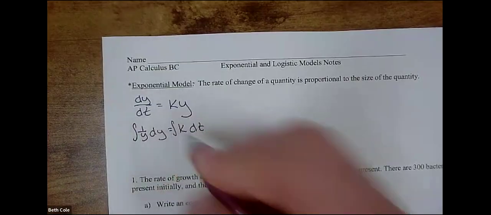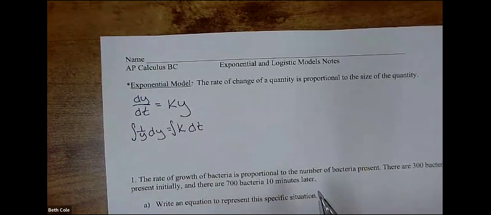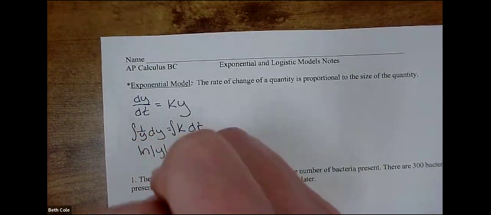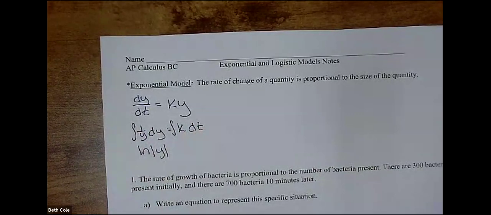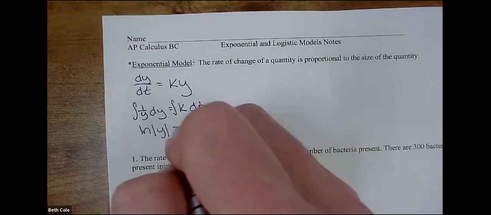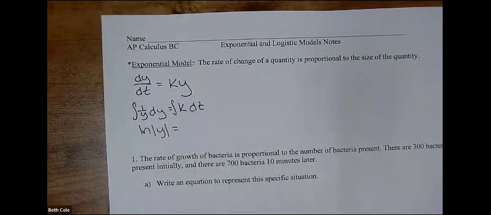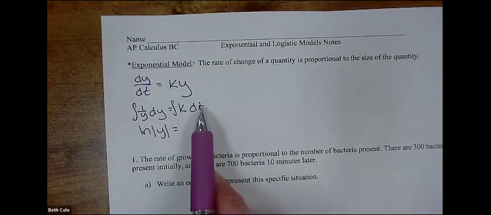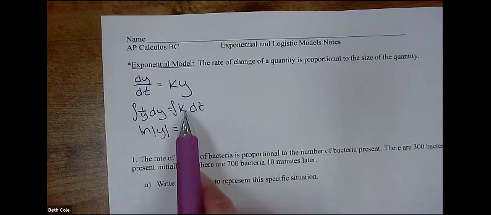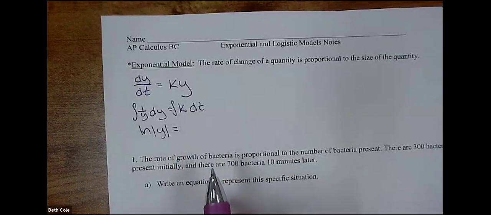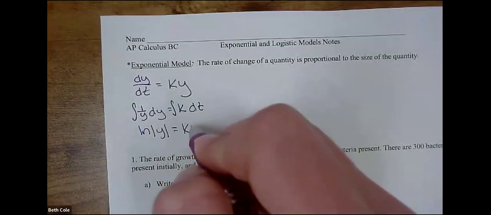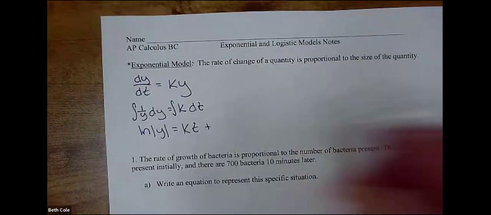So what is your antiderivative for 1 over y? Yeah, ln y, there's not even any numbers, it's all letters, equals, now k is a number, so pretend it's like 2 or something. You're doing an antiderivative for dt, so your antiderivative for k is kt. Do you get what I'm saying? Pretend it was like a 2, it would be 2t. All right, it's kt plus c.